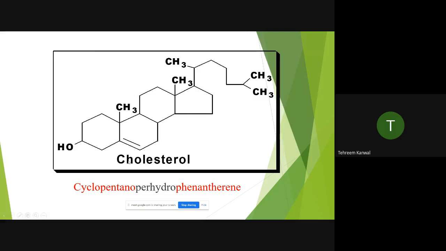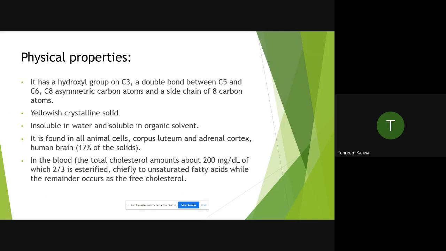So this structure is called the cyclopentanoperhydrophenanthrene ring. This is the name of this structure, but you should know this basic outline of this structure, so you can recognize it when this ring appears in any compound. If we see the physical properties of cholesterol, it has a hydroxyl group on C3, which we discussed, and a double bond between C5 and C6. This thing you have to remember.